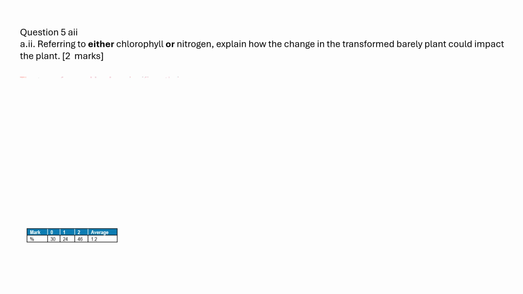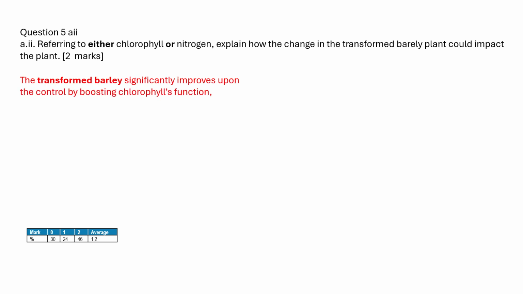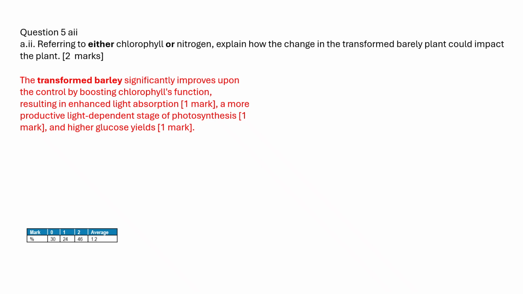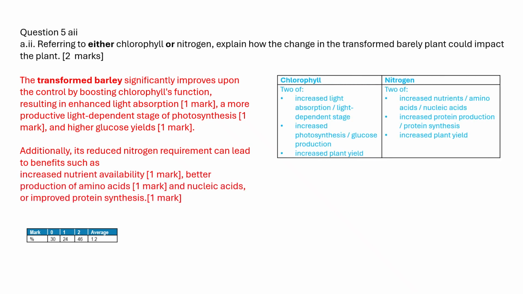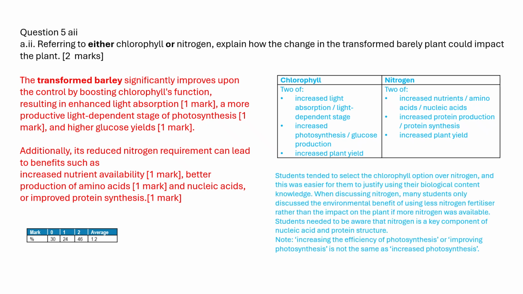The transformed barley significantly improves upon the control by boosting chlorophyll's function, resulting in enhanced light absorption, a more productive light-dependent stage of photosynthesis, and higher glucose yields. Additionally, its reduced nitrogen requirement can lead to benefits such as increased nutrient availability, better production of amino acids and nucleic acids, or improved protein synthesis.